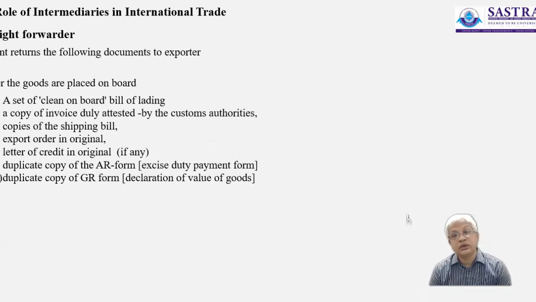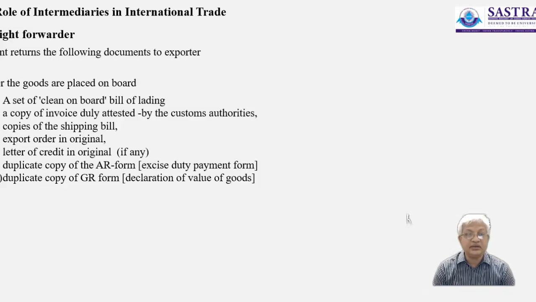Now, the freight forwarder normally, after the goods are placed on board, has the following documents he has to look into. I have listed down certain documents which are essential to be known by the freight forwarder. First is a clean on-board bill of lading. We have discussed what a bill of lading is, and we discussed types of bill of lading.